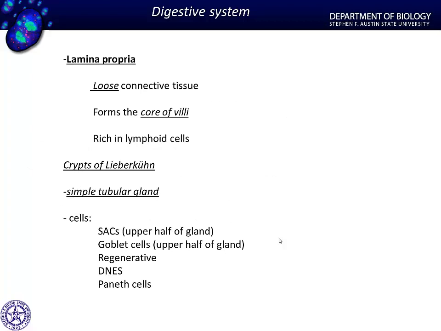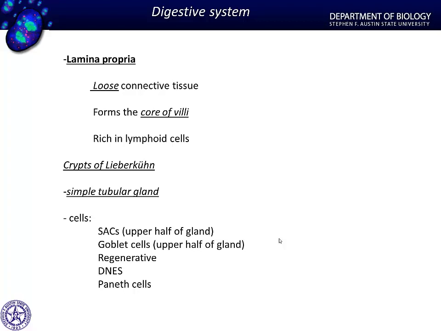Now, as we get beneath the mucosa in the lamina propria, we have our typical loose connective tissue. We're going to have the core of the villi, but we are going to have a rich population of lymphoid cells, tons of lymphocytes, tons of plasma cells, and that's what we're going to see, a lot of these large numbers of very small dark staining nuclear cells. We will have our crypts of Lieberkühn extending down, and so these are our intestinal glands. So we've got these simple tubular glands that have the goblet cells, the surface absorptive cells in the upper portion, regenerative cells, D and ES.